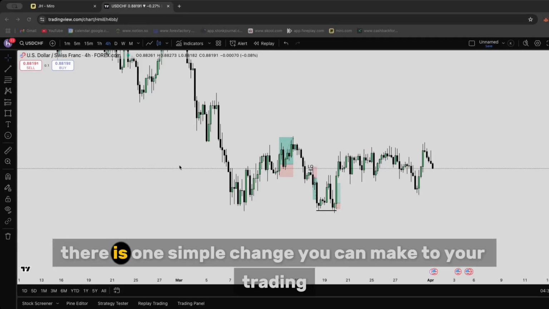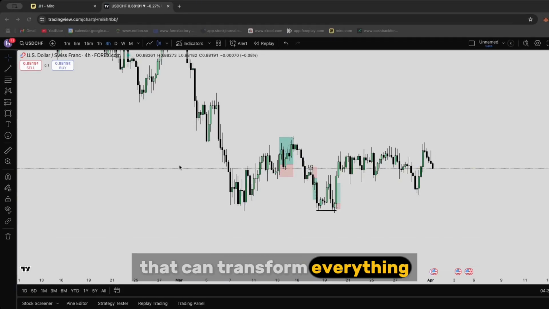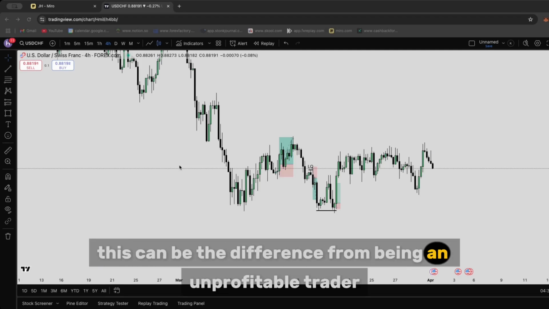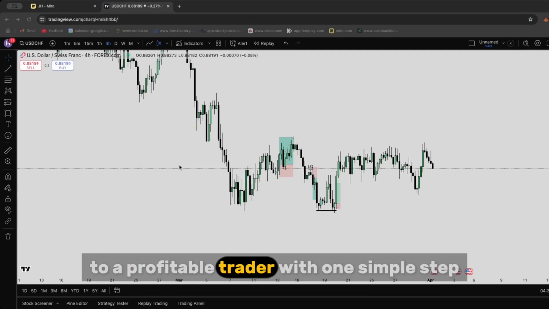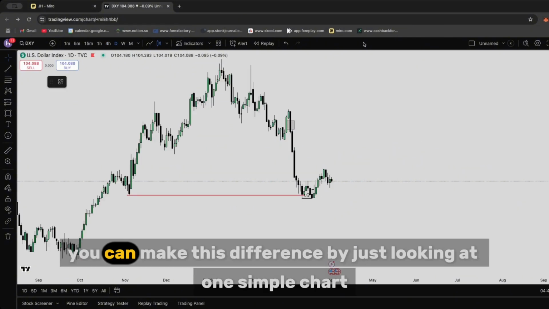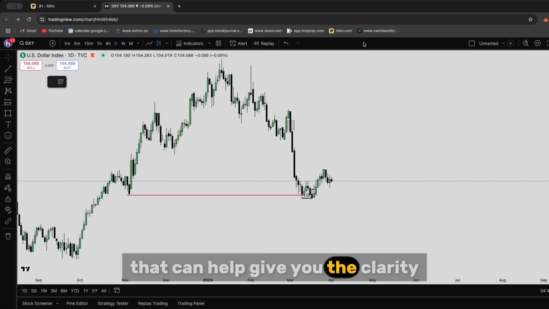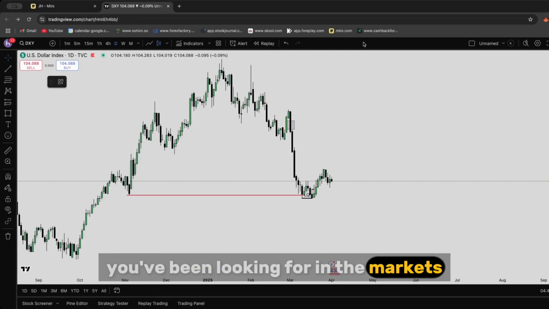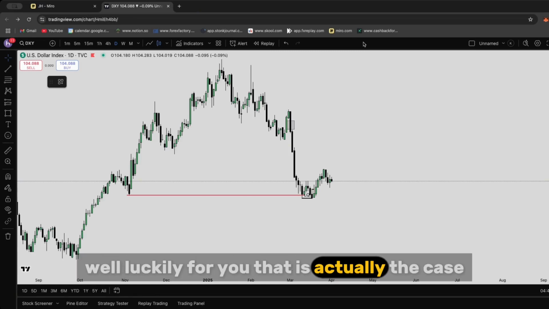What if I told you there is one simple change you can make to your trading that can transform everything? This can be the difference from being an unprofitable trader to a profitable trader with one simple step. Now, what if I told you you can make this difference by just looking at one simple chart that can help give you the clarity you've been looking for in the markets? Well, luckily for you, that is actually the case.